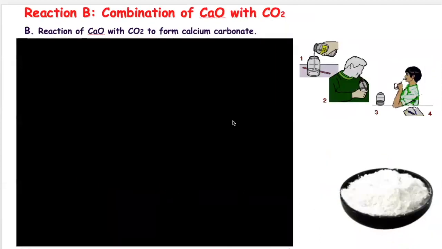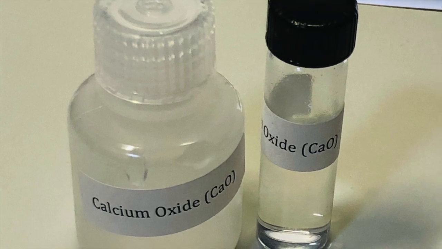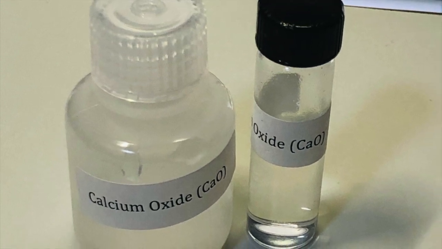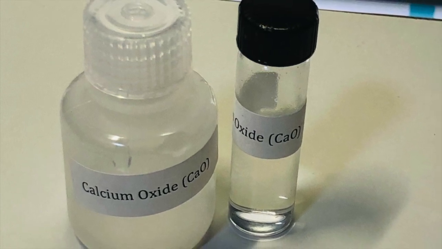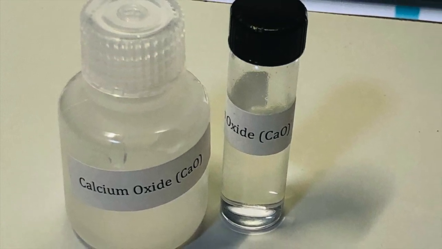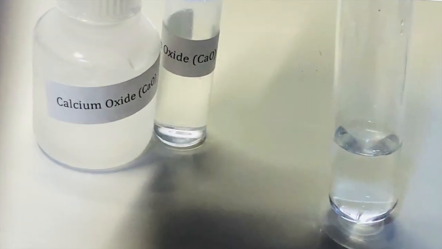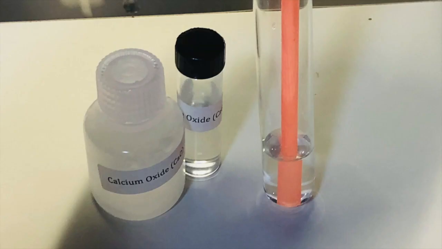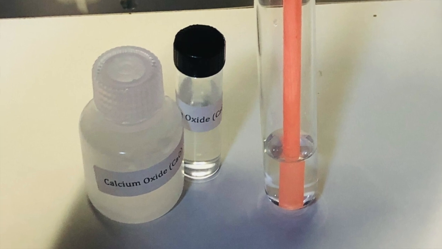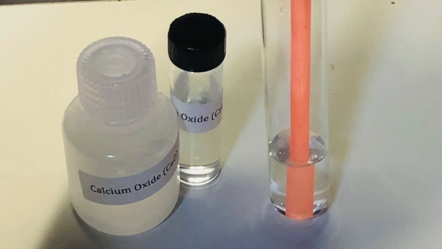The second reaction is taking calcium oxide with carbon dioxide. The chemical that you want is this chemical right here. It's called calcium oxide. It's also called lime water. And what you need to do with this lime water is the following. Find a test tube, pour some of that lime water in your test tube, and take a straw. Then you're going to supply carbon dioxide by your breath.